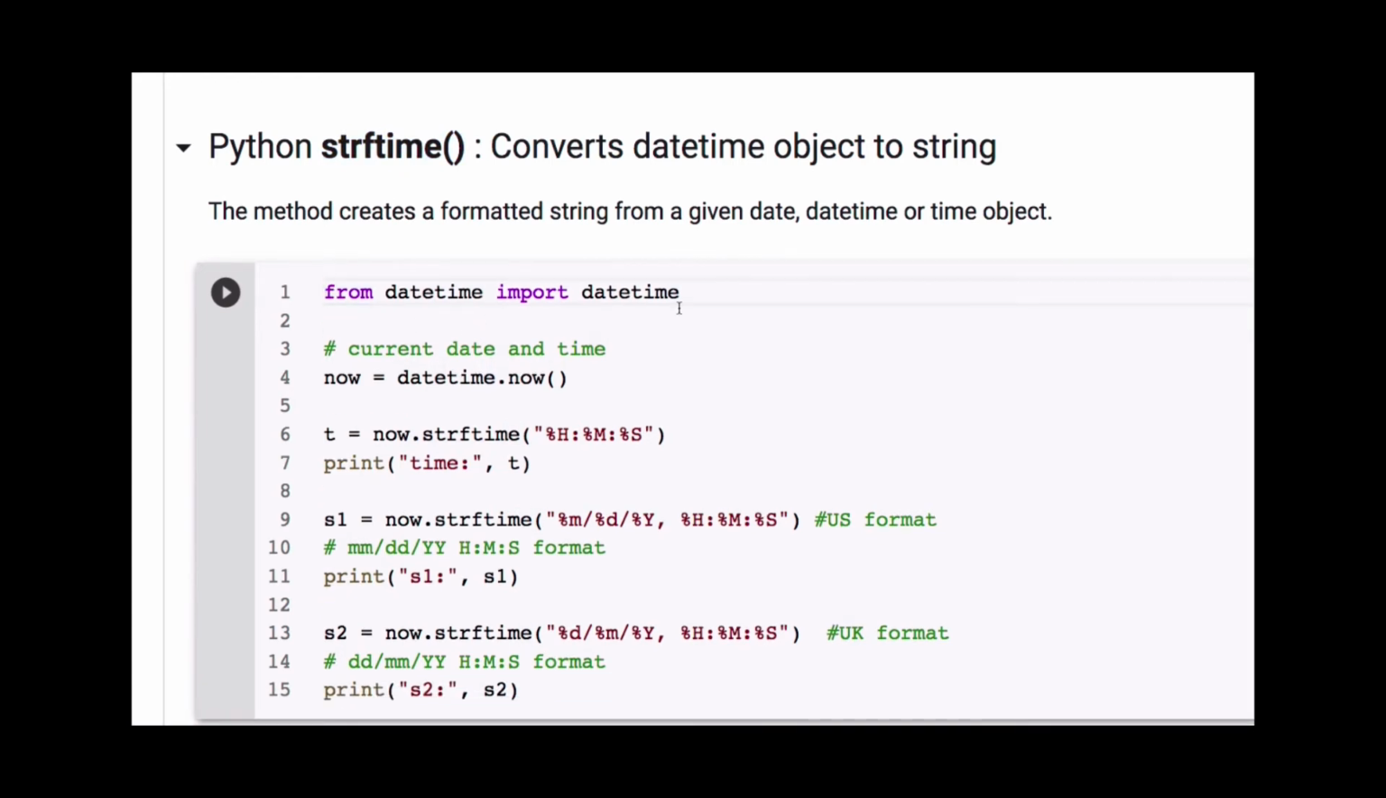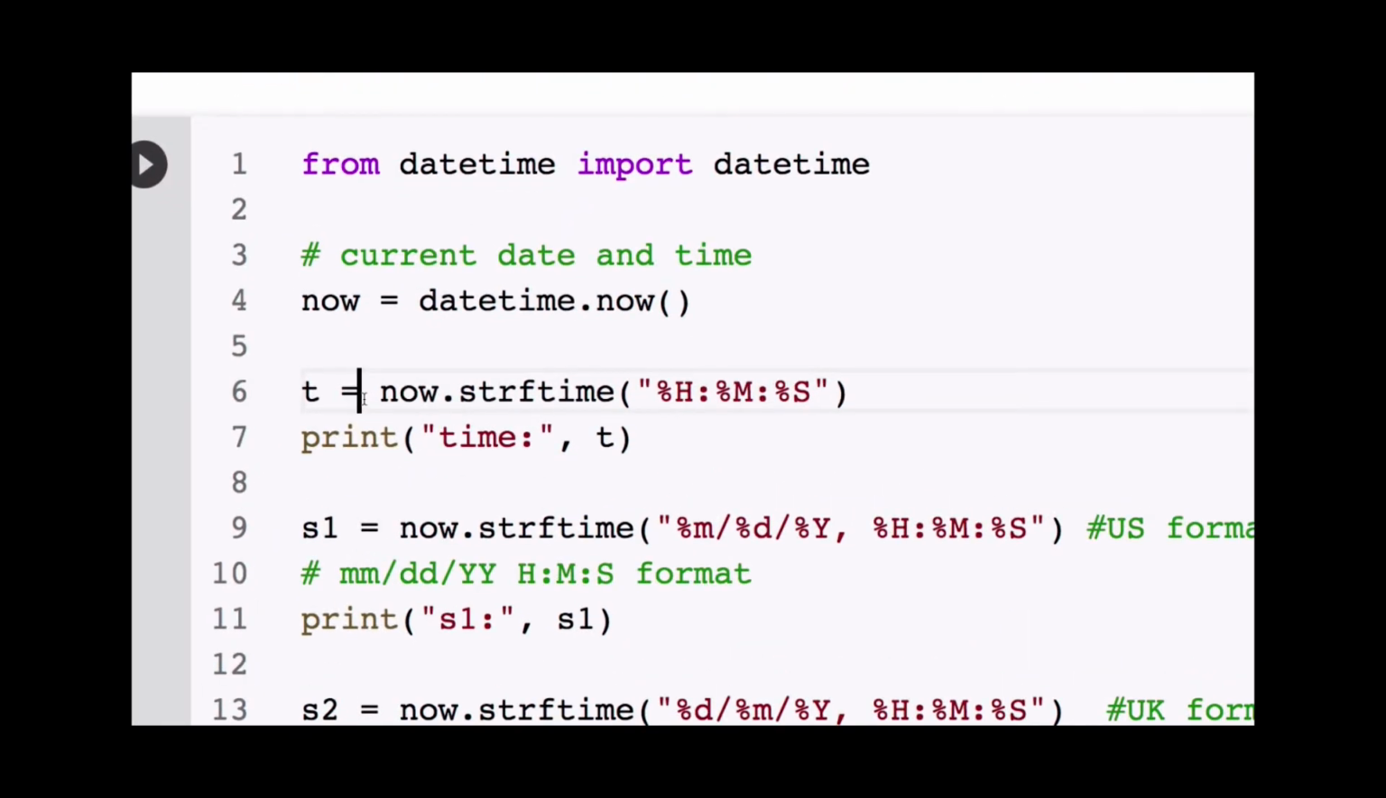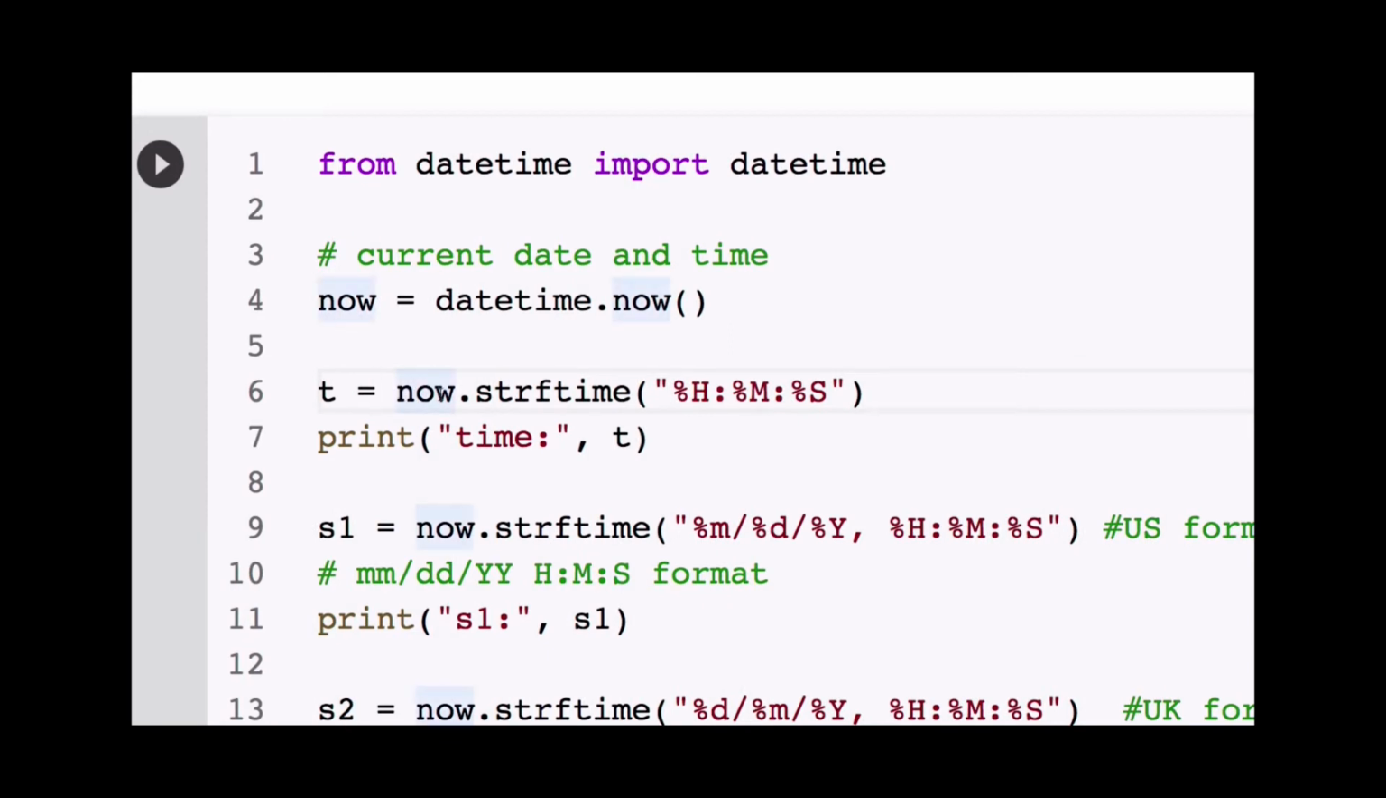All right, so I'm going to import my datetime over here. Then I'm going to print the current date and time using datetime.now, which gives me the current time, and I store it in a variable called now. Now I'm going to use strftime to create a string out of the date that I have, and I can specify the format that I want in terms of the hours, the minutes, and the seconds. I want the hours to come first, the minutes second, and the seconds last. I'm going to print that for you to see.